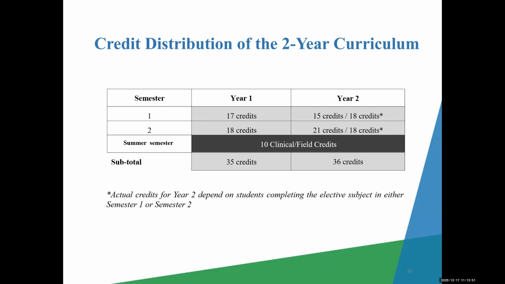Other than these taught subjects, you will also need to do the capstone project, which is actually a research project.